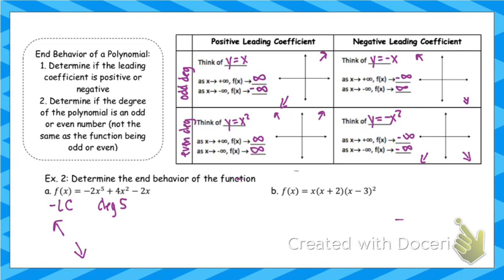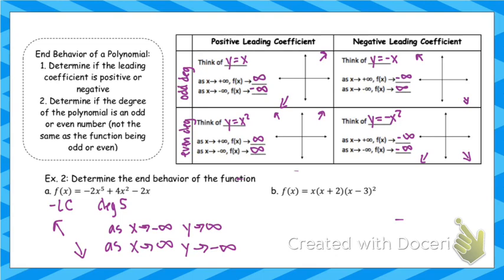So then I'm going to write the end behavior that matches those arrows. As x approaches negative infinity, y approaches positive infinity. As x approaches positive infinity, y approaches negative infinity. All right, let's look at B.